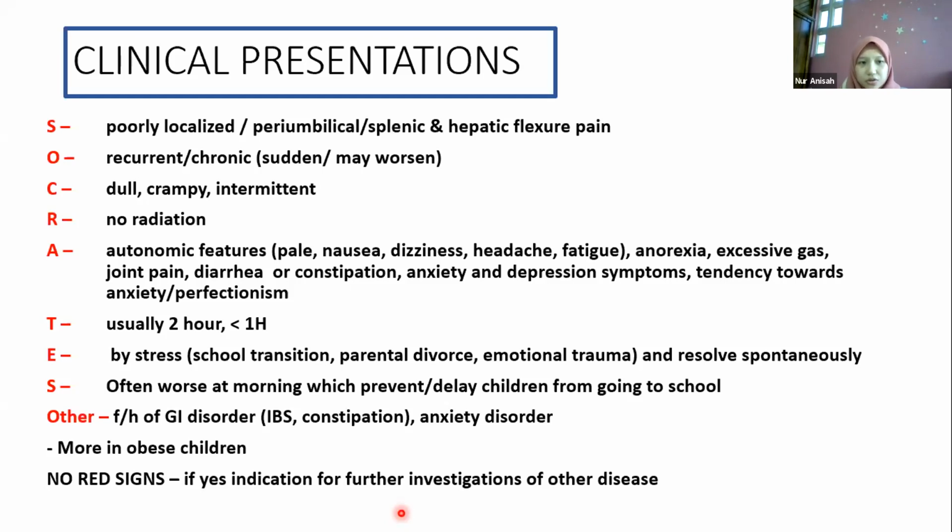For the radiation, no radiation. For associated symptoms, it might be associated with autonomic features such as pallor, nausea, dizziness, headache, or fatigue. And others are anorexia, excessive gas like dyspepsia, joint pain, diarrhea, or constipation. It is also associated with anxiety or depression or any tendency towards anxiety and perfectionism.